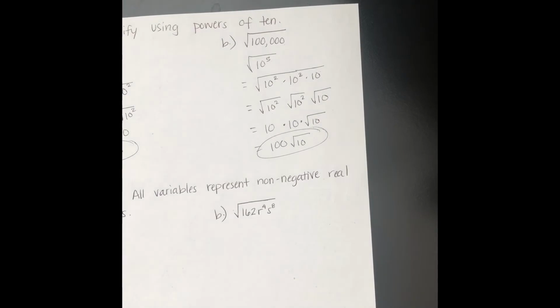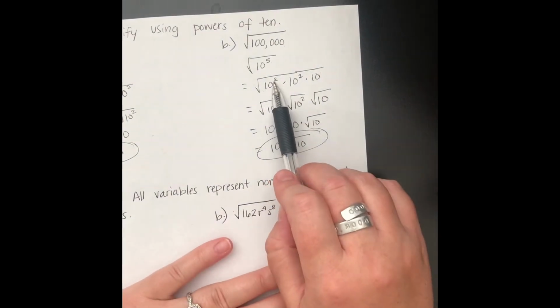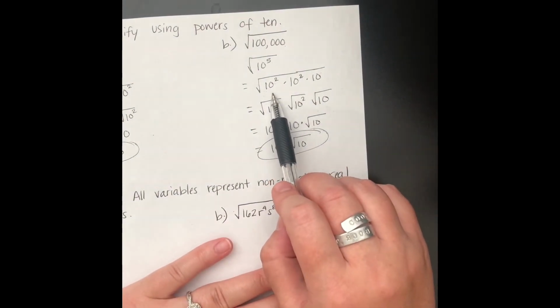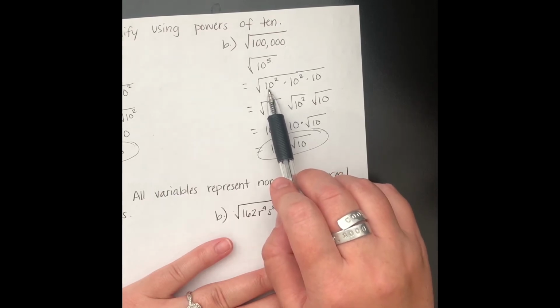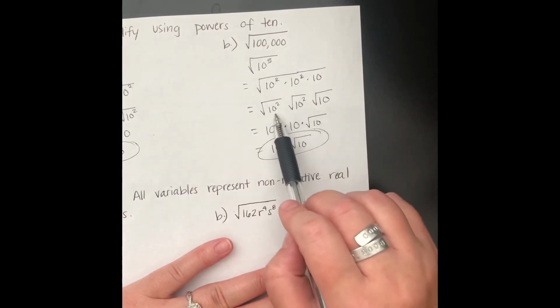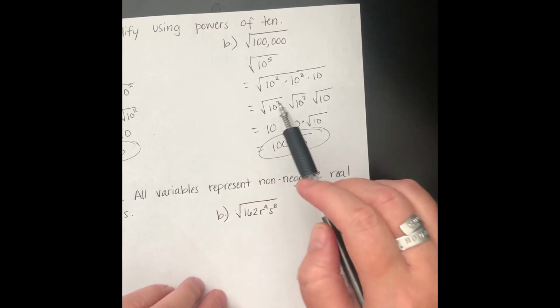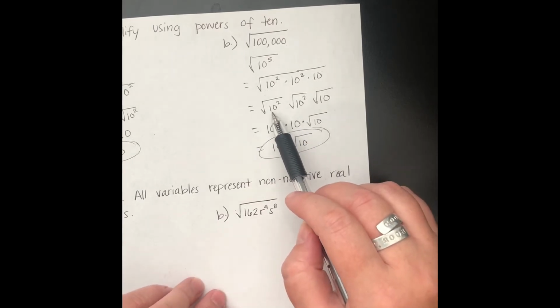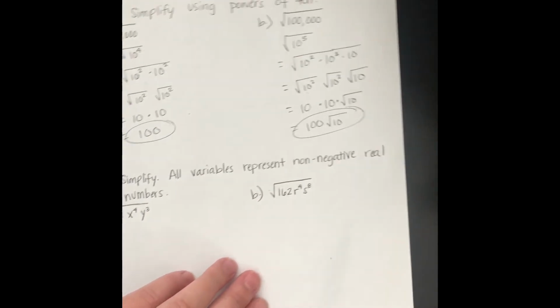Okay, so again, if you're confused by having the 10 with an exponent, just treat it like, I call it the base. It's like treating it as if it was x squared. You can find the square root of x squared. Okay, it's just going to be x. Or in this case, square root of 10 squared is just going to be 10.